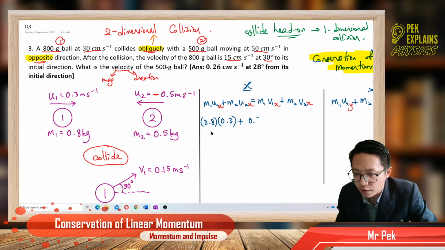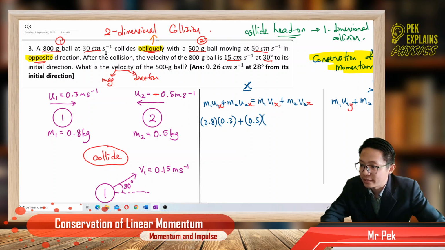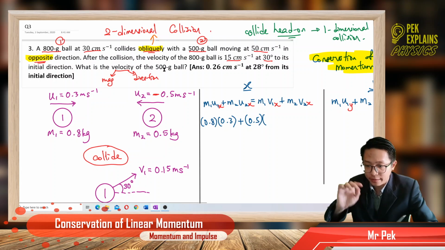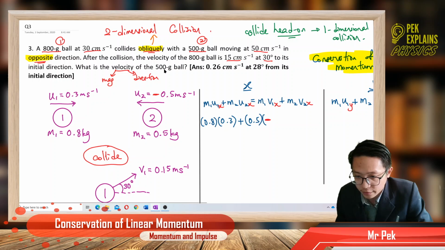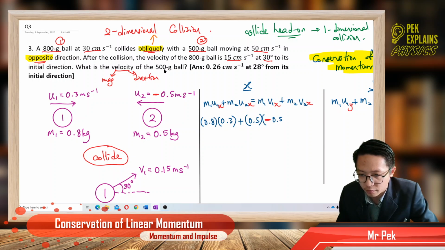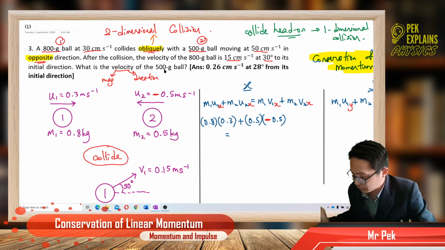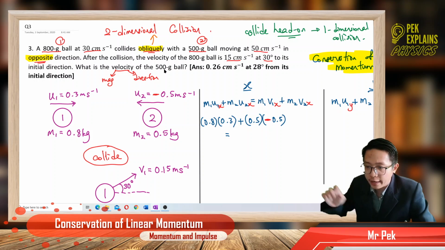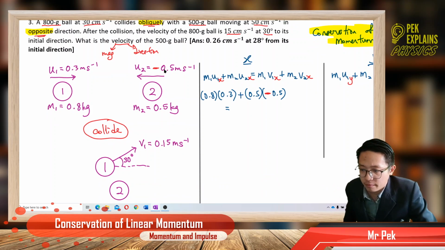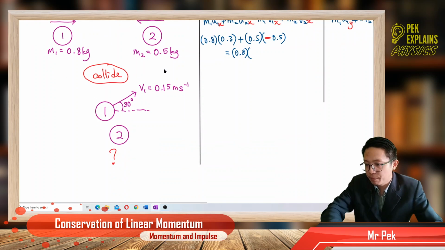mass 2, which is 0.5, and u2x. u2x is to the left, so it's negative because it said opposite direction. You must remember to put a negative sign. Don't forget your negative sign. Many students forget the negative sign and get it wrong. This is before collision, equals after collision. We have ball 1, 0.8, and the x component.